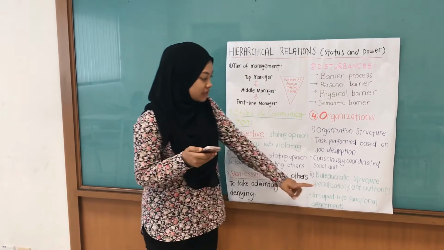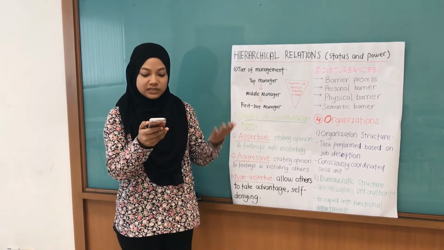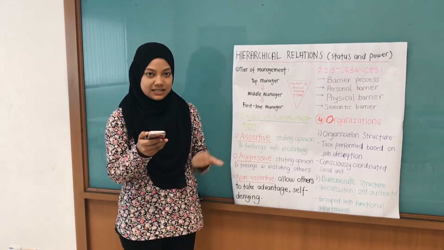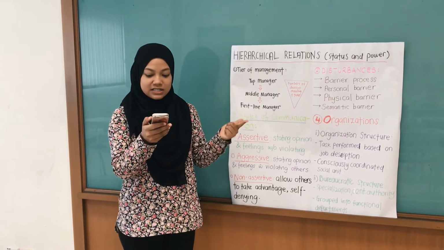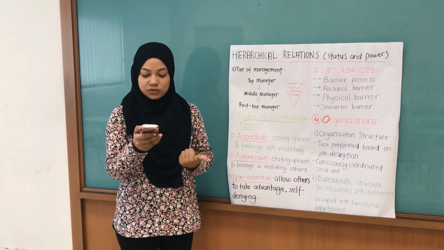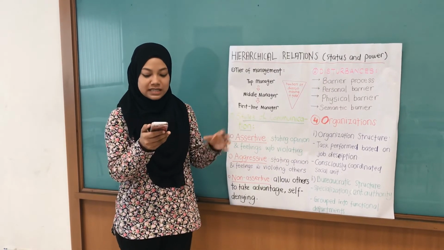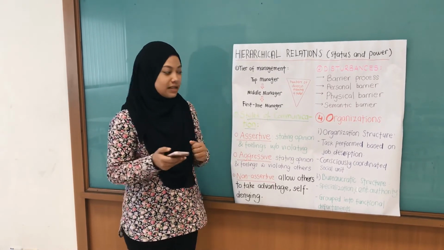And for the bureaucratic structure, it is a highly operating routine task achieved through specialization, very formalized rules and regulations, tasks that are grouped into functional departments, centralized authority, narrow span of control, and decision making that follows the chain of command. That's all.